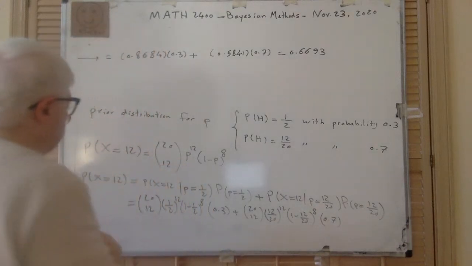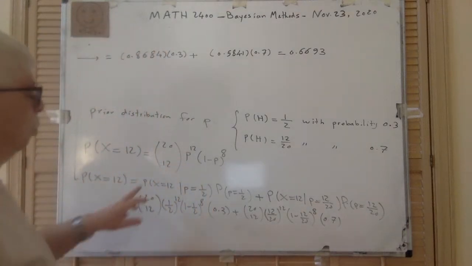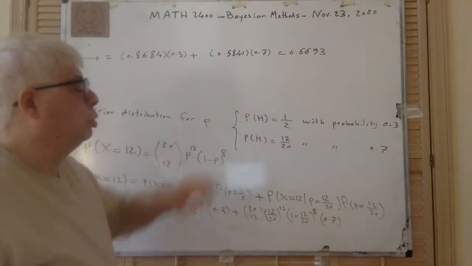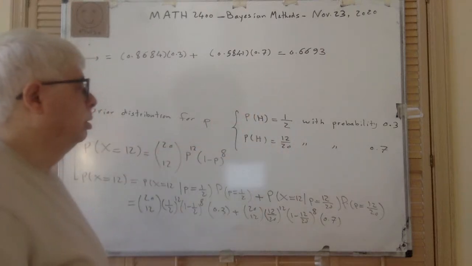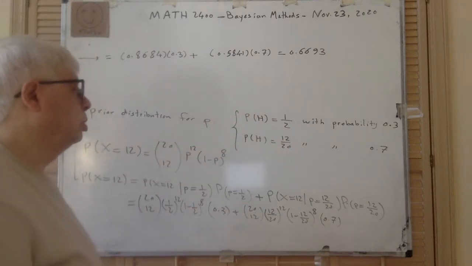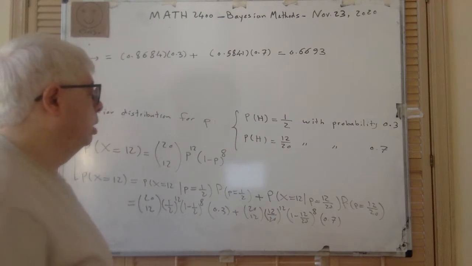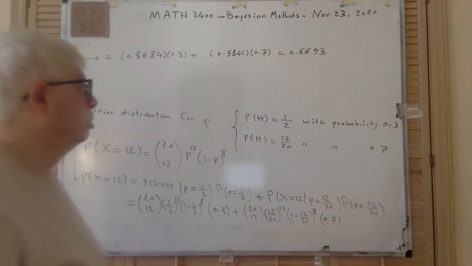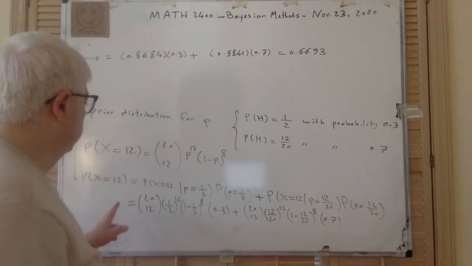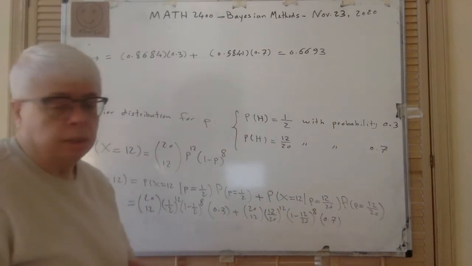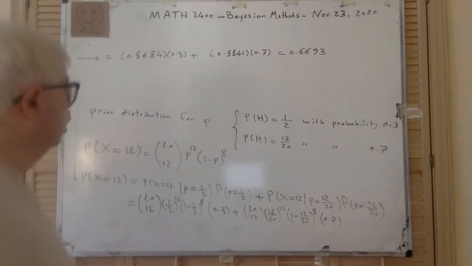So that is, when we assume this distribution for small p, the probability of getting 12 heads. I will find this. So that is 0.6693 with this distribution.